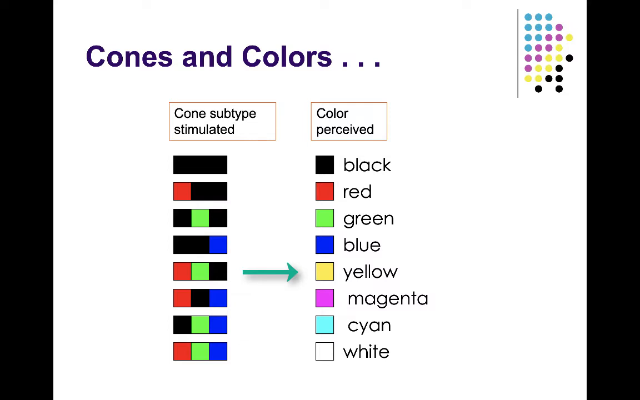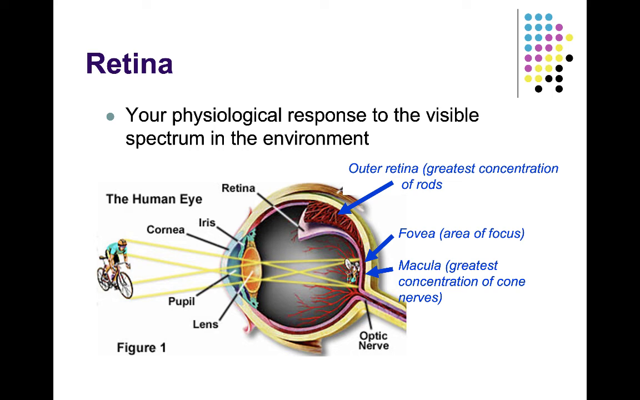Look at white. When red, green, and blue are all stimulated simultaneously, we have the perception of white. A little bit more about the retina. It's important to note that the cone cells are not evenly distributed throughout the retina.